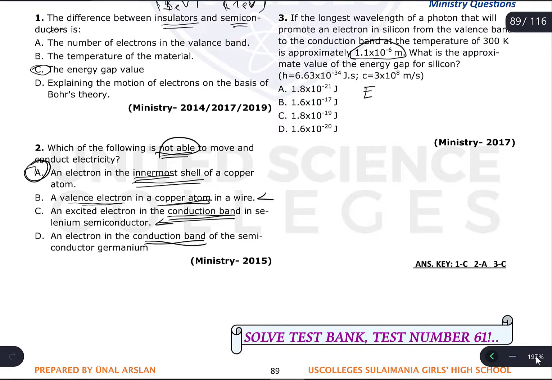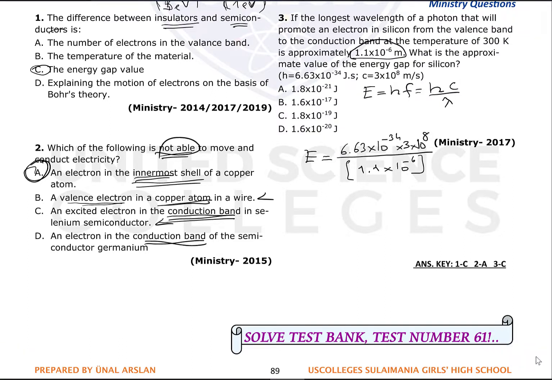Energy of the photon, in chapter 8 we learned, can be calculated as h times f, but f is not given here. The wavelength is given, so we should write this equation in the alternative form, which is hc divided by lambda. So h is given, c is given, lambda is given. So let's calculate the energy gap value. E is equal to h, 6.63 times 10 to the power of -34, c is 3 times 10 to the power of 8, divided by lambda. Lambda is 1.1 times 10 to the power of -6 meters.